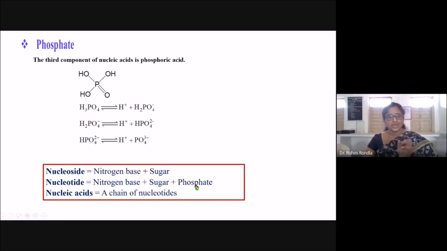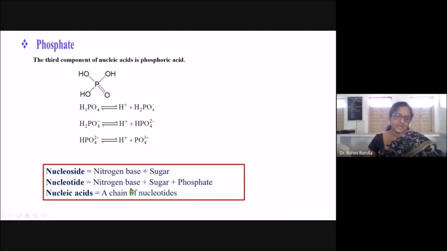Nitrogen base, sugar and phosphate group, these three components combined make a nucleotide. The combination of the repeating units of these nucleotides is called nucleic acids. When a number of nucleotides combine, we get nucleic acids. When nitrogen base, sugar and phosphate group combine, we get a nucleotide.